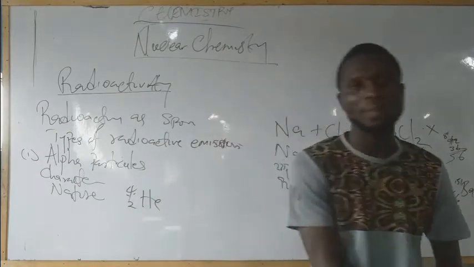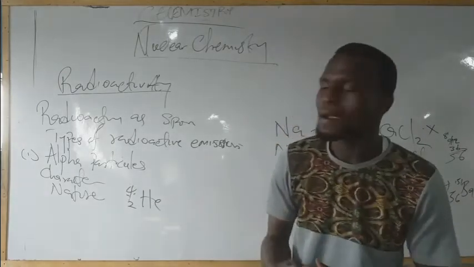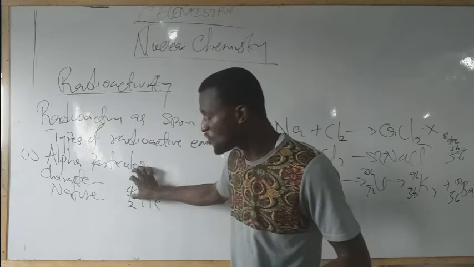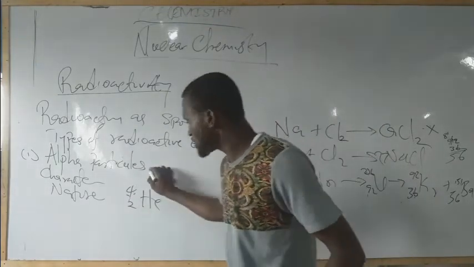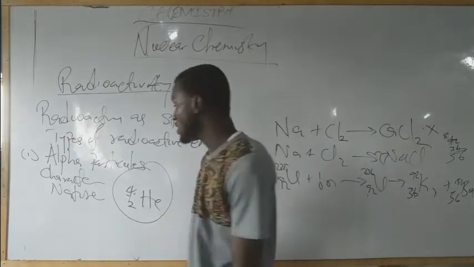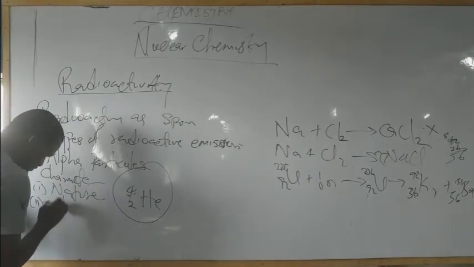The atomic number. So alpha rays consist of positively charged particles comprising helium nucleus with a mass of 4 and a charge of plus 2. Therefore, by notation, it is represented as helium with superscript 4 and subscript 2. That's the nature. Then we look at number 2, velocity.